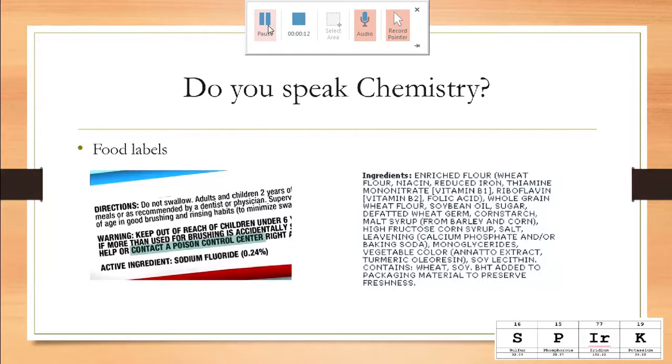So the first thing we want to talk about is, do you speak chemistry? And the answer to that is yes, of course you speak chemistry. If we look at food labels, now that we're talking about ions, we see how prevalent ions truly are in the foods that we eat. On the food label on the left, you can see that the active ingredient is sodium fluoride, which we know is NaF. And on the food label on the right, we can see another ion that might seem a little familiar since you have been studying that list of 60 ions: calcium phosphate.